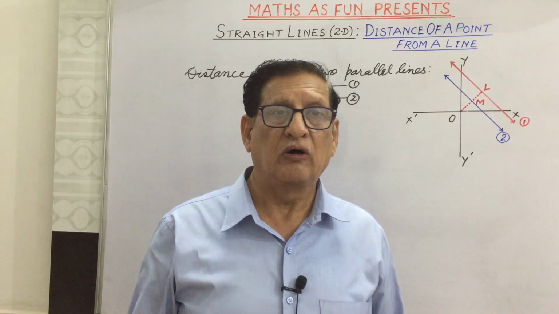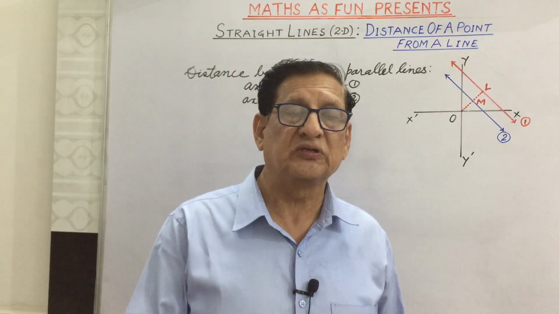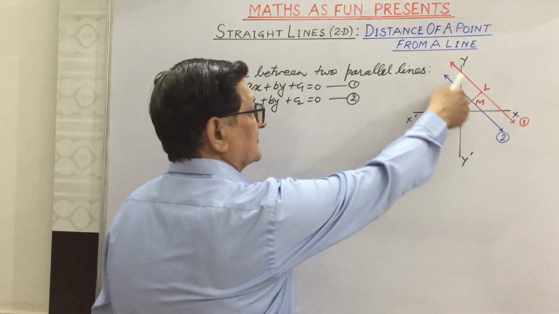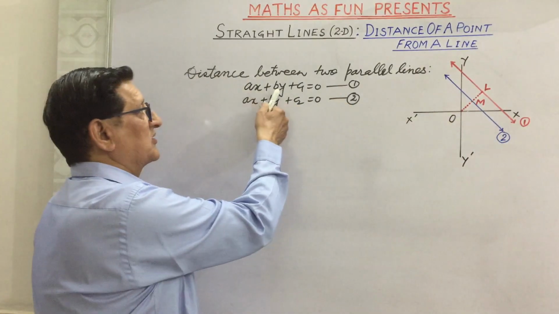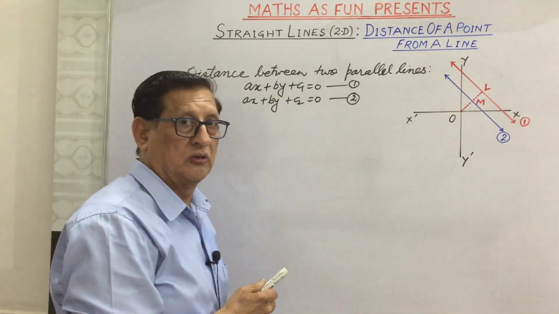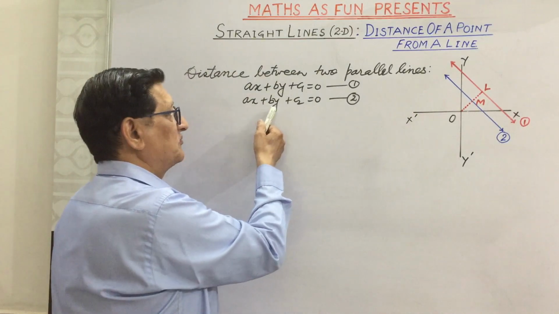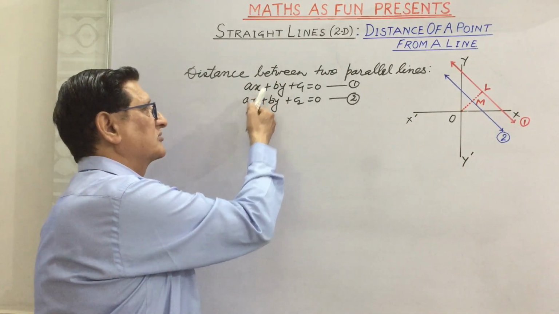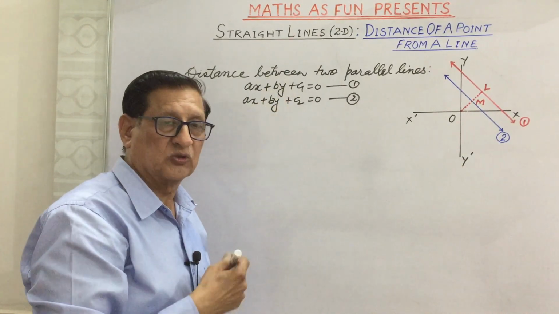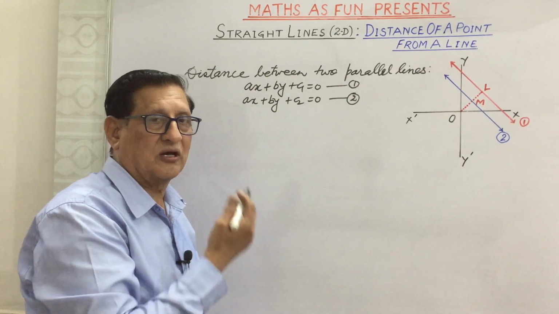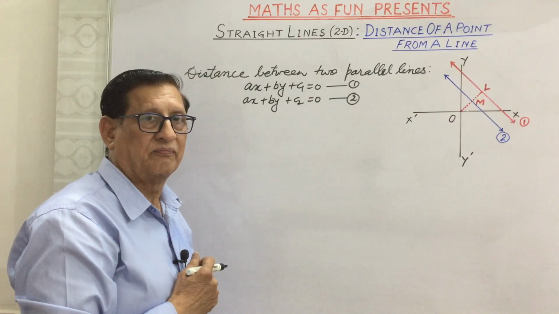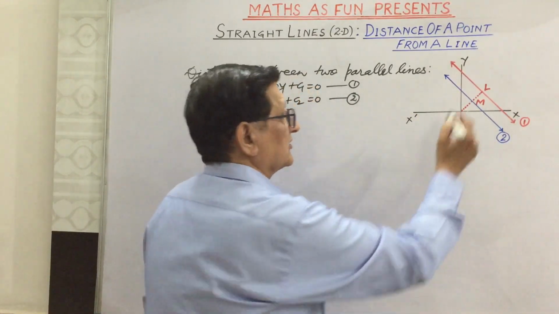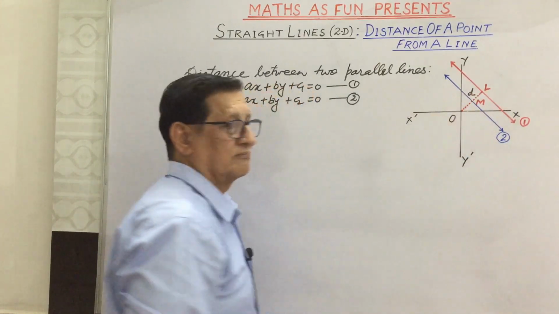Now we will learn how to find the distance between a pair of parallel lines. Suppose we are given two parallel lines. One is Ax plus By plus C1 equal to 0 and another is Ax plus By plus C2 equal to 0. We find the coefficients of x and y are equal, so the lines are parallel to each other. Suppose we want to find the distance between them, and this distance is D.